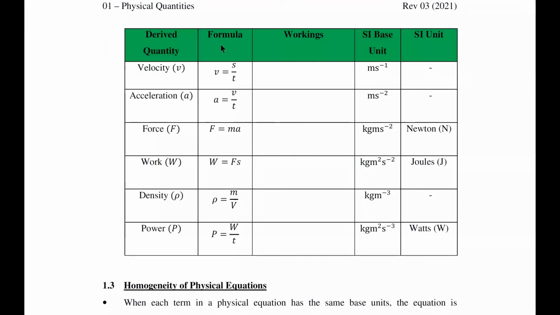This is a table that has a few common derived quantities. You are interested in finding out the SI base units. When you want to find the base units of a certain quantity, the first thing you will do is to find the defining equation or any other equation that has that quantity.